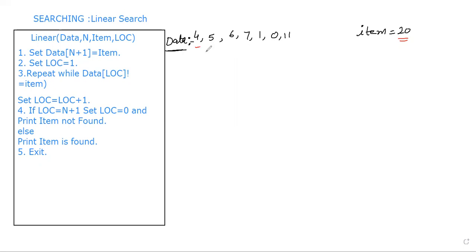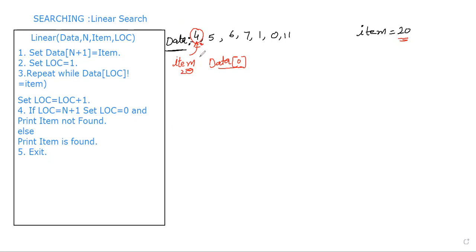So the very first thing I will do is compare this item value with the value saved at the first location. I will compare item with data 0. Data 0 is the index, and data 0 references the value 4. So first my item will be compared with 4. The item is equal to 20. It will be compared with 4.